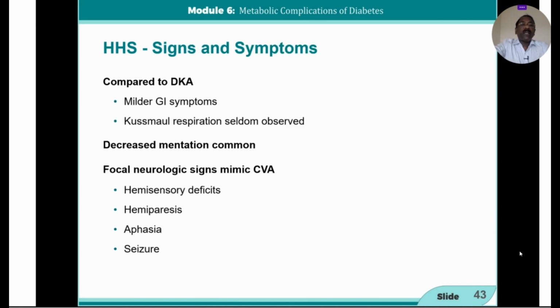Compared to DKA, there are milder GI symptoms, and Kussmaul's respiration is rarely observed. Decreased mentation is common. Focal neurological signs mimic a CVA, like hemisensory deficits, hemiparesis, aphasia, and seizure.